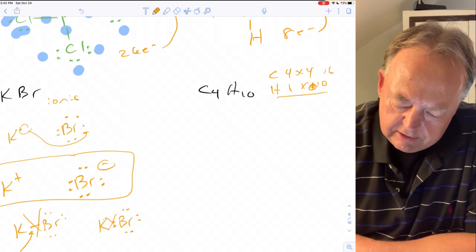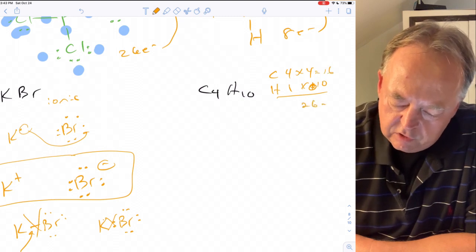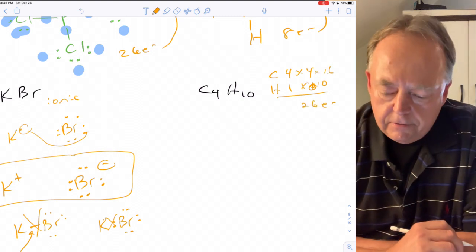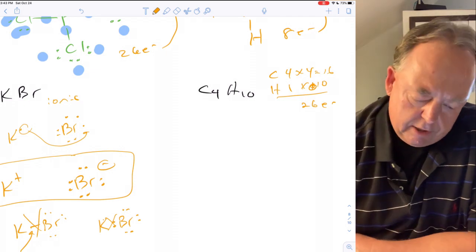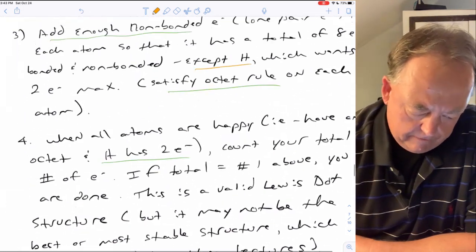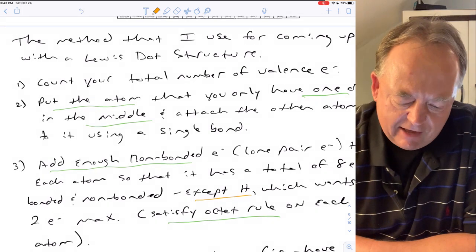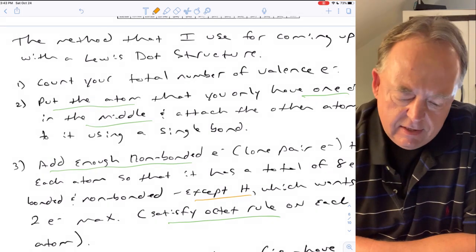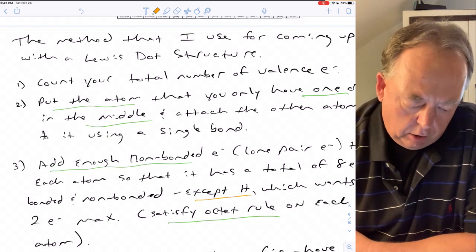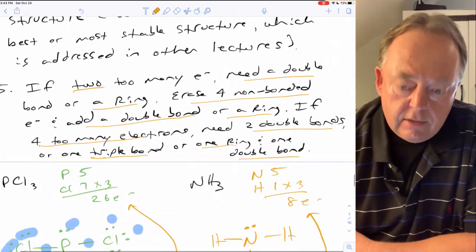So that would be 16 plus 10, so that would be 26 electrons to build this molecule, right? Okay, so this one's a little bit harder than the others because we can't apply number 2. We don't have an atom that we just have 1 of that we can stick in the middle. So this one's a little bit harder. So how do you solve a problem like this?